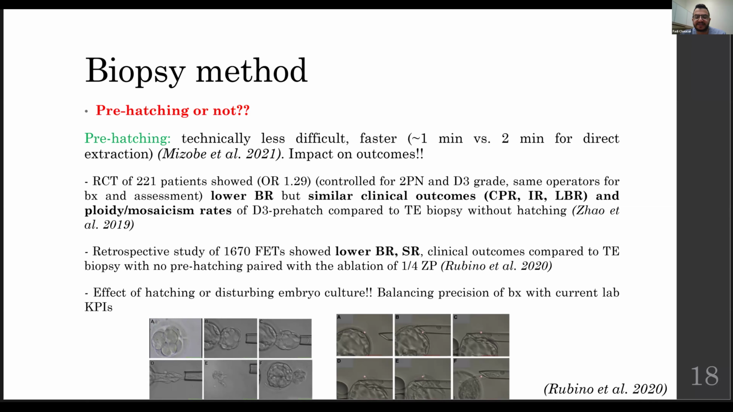compared to direct ablation. This slower blastulation with pre-hatching might be, we don't know now, either from the hatching by itself or from disturbing embryo culture, because we're removing the embryo from culture on day 3, doing the hatching, and biopsy on day 5.